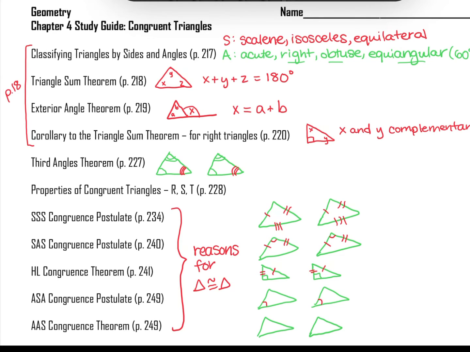Angle, side, angle. I'd have to have that side marked congruent that's between the 2 angles, where angle, angle, side would have a side that's not between the angles marked congruent. Again, those 5 reasons are the only reasons we ever use to say that triangles are congruent in a proof.